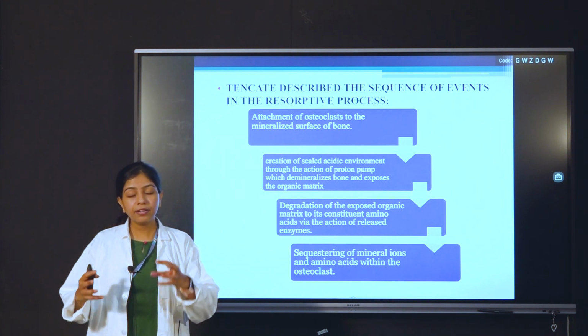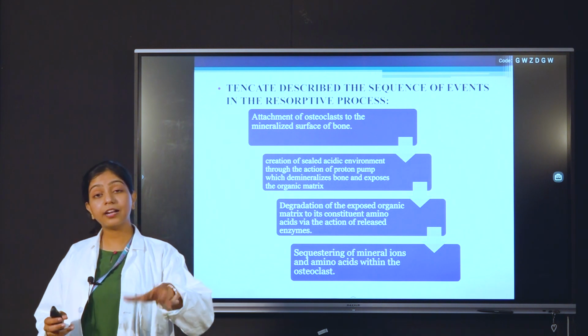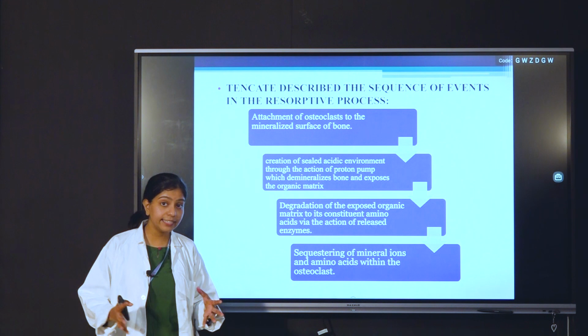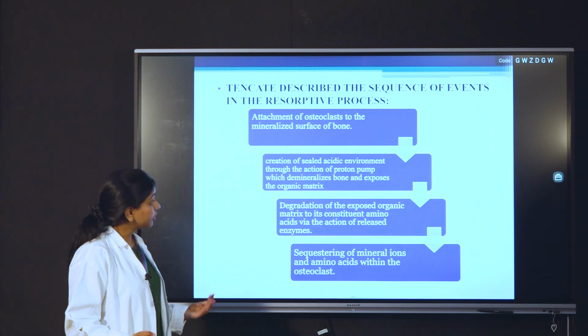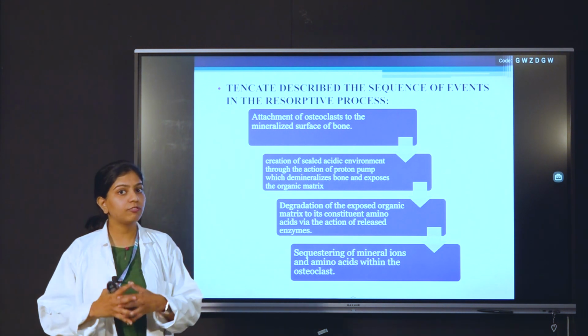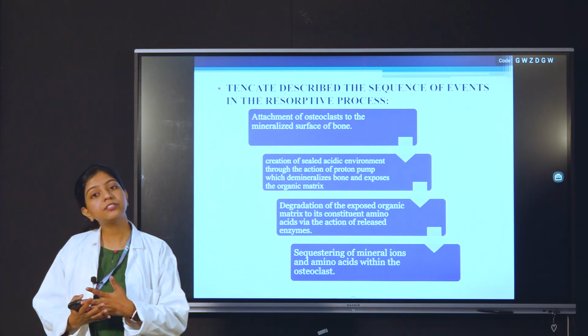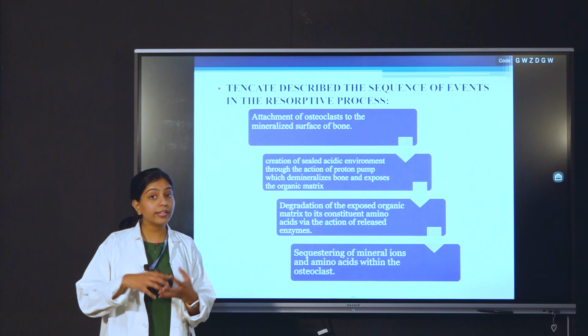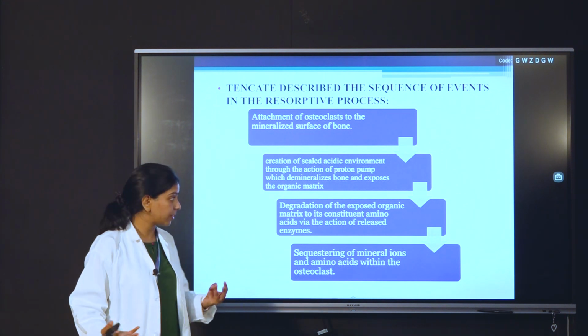In the sealed environment, the osteoclasts start releasing protons. Now we know that these protons will create an acidic environment, because of which the mineral structure of the bone is lost. Once the mineral structure of the bone is lost, the organic components of the bone are exposed.